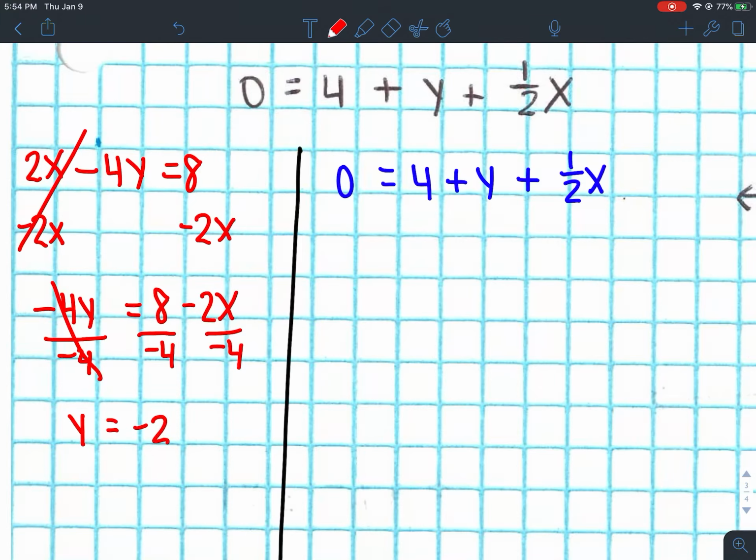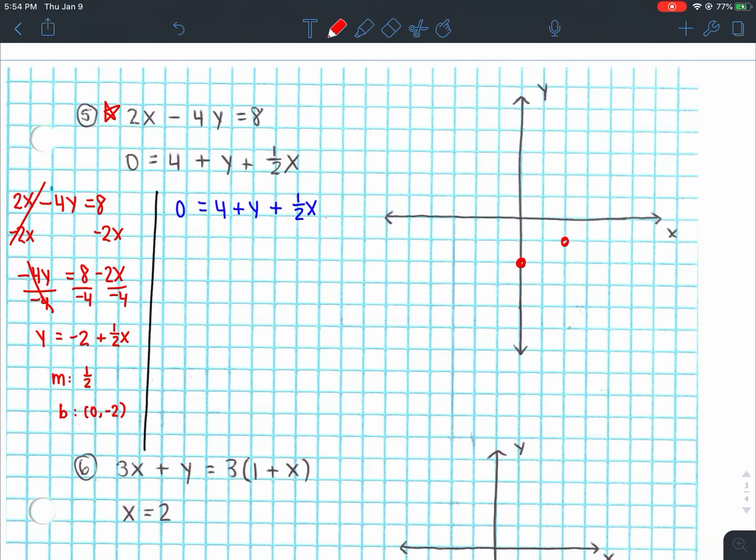So our slope here is 1/2, and our y-intercept here is 0, negative 2. So we have 0, negative 2. We go up 1 to the right 2. Up 1 to the right 2. And then I'll go down 1 to the left 2 to go to the other side.